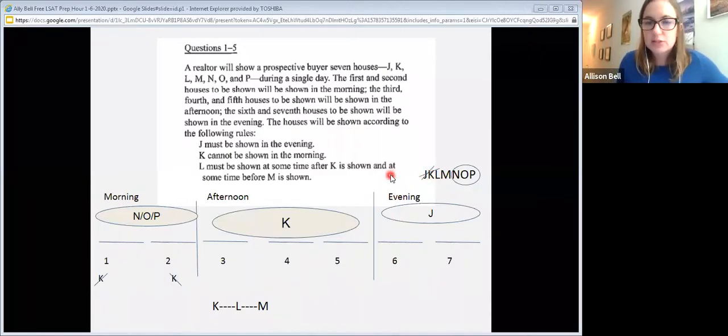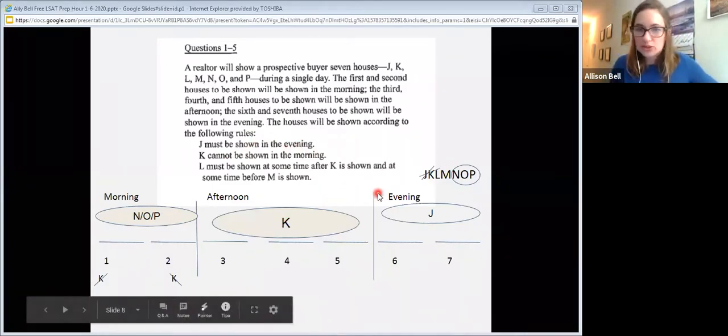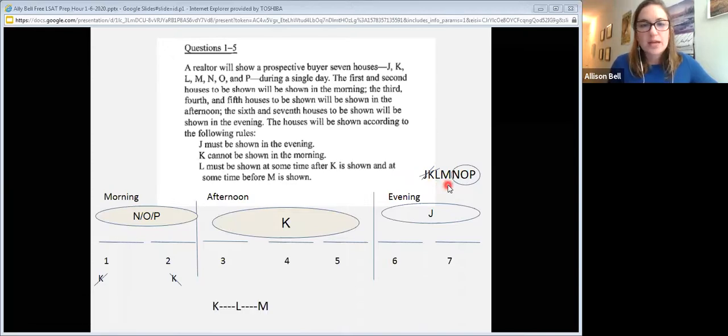One thing that I like to do on all logic games is think about which letters have been kind of given a rule or accounted for in some way, and which letters are just kind of free floating. So at this point, I've been given a rule for J, K, L, and M, but I haven't been told anything about N, O, and P. So I circle those and note that they're kind of very flexible.